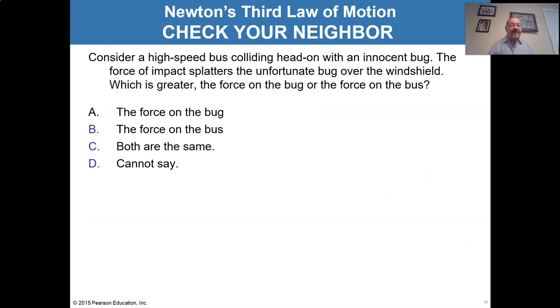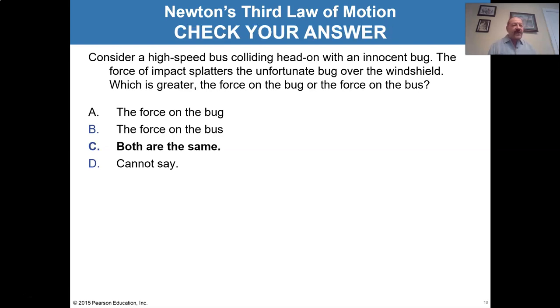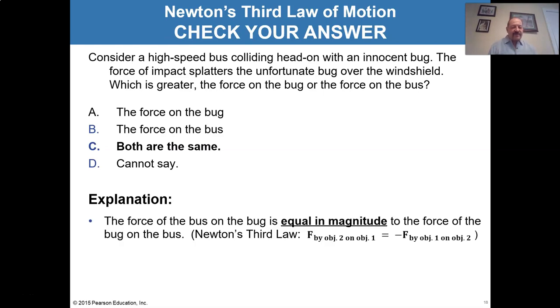Consider a high-speed bus colliding head-on with an innocent bug. Everybody's driven in a car and seen a bug splash against their windshield. The force of impact splatters the unfortunate bug all over the windshield. Which is greater, the force on the bug or the force on the bus? The force on the bug, the force on the bus, both are the same, cannot say. Well, I think by now you know that even though it seems a little weird, they're exactly the same force.